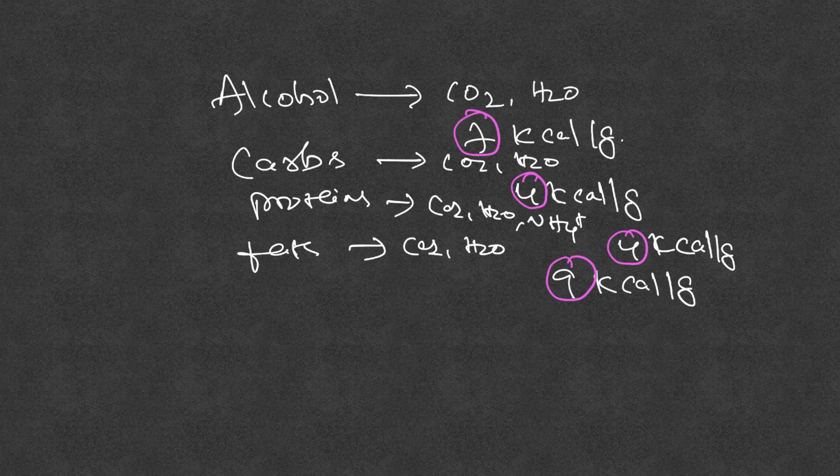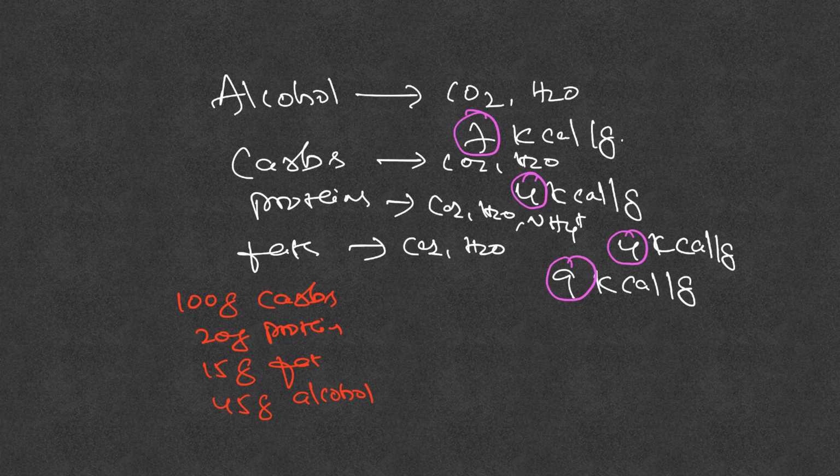So just to give you an example, let's do some math here. I'm going to give you the question. A person has consumed 100 grams of carbs in the diet, 20 grams of proteins, and 15 grams of fat, and additionally the person has taken 45 grams of alcohol. So how much is the total calories that the person has consumed with all this per day? All you need to do now is just use those numbers.